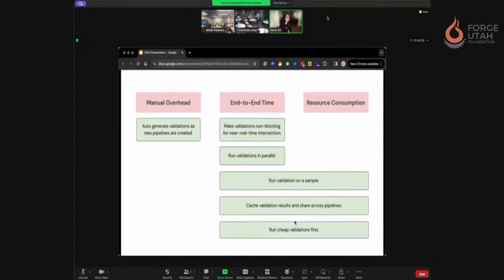So there's a lot that we can talk about. Let's maybe just dive into a couple of these to talk a little bit deeper in terms of what it means. All right, so let's take a look at running validation on a sample.